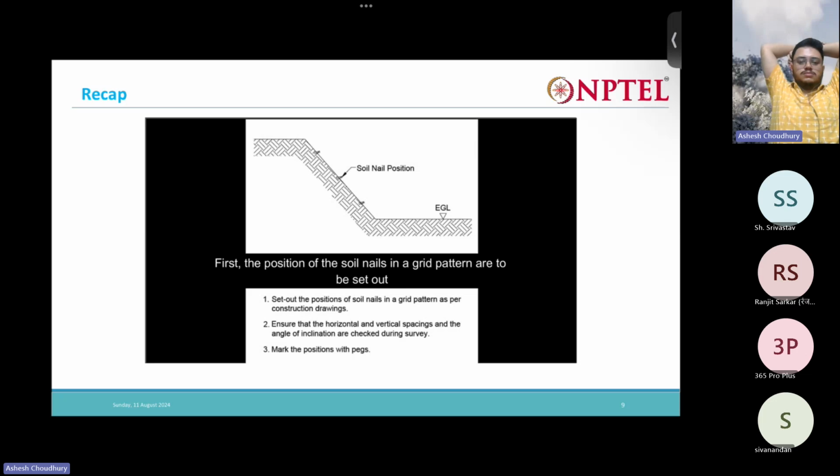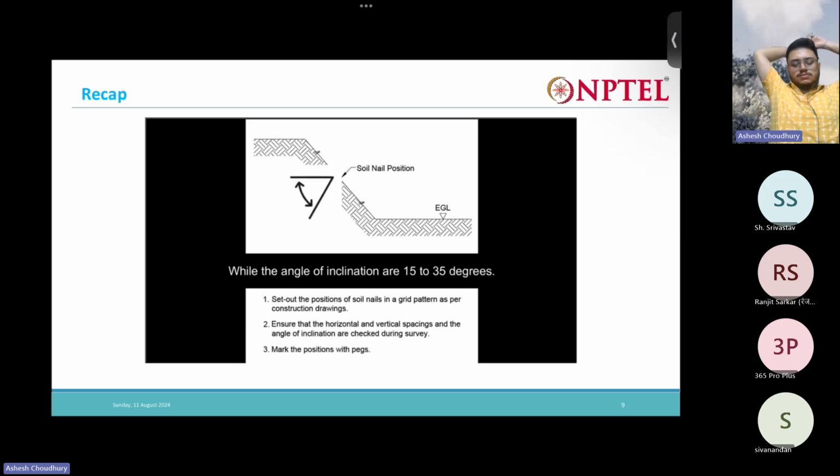First thing first, the position of soil nails in a grid pattern are to be set out. So we have to ensure that the horizontal and vertical spacings are correct, and the angle of inclinations are also checked during the survey. Then we mark the position with pegs. Typically, the horizontal and vertical spacing of the soil nails are 1000 to 1500 mm, while the angle of inclinations are 15 to 35 degrees.